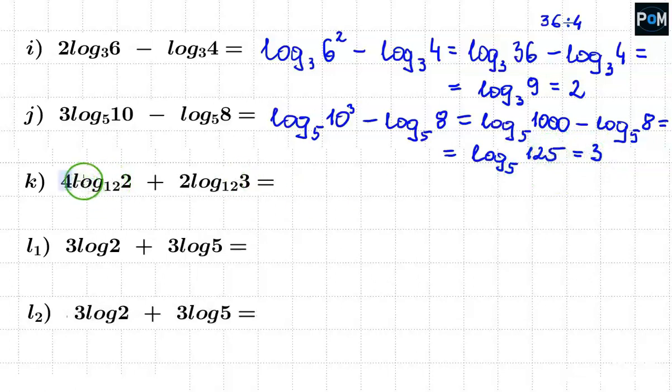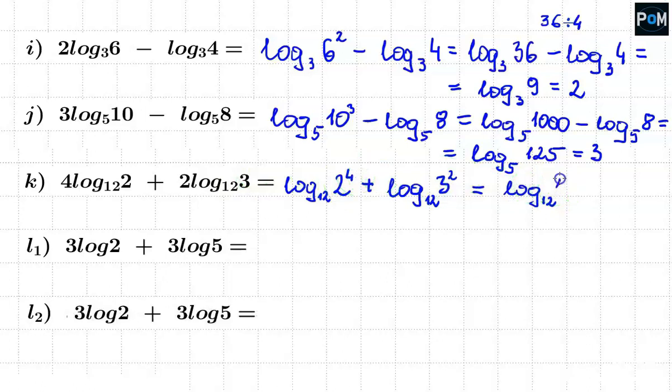In example K, we have the number 4 in front, and in the second log, we have the number 2 in front. So first, we need to take care of these numbers. It will go like this. The log base 12 of 2, but 2 must be to the power of it. This 4 jumps over here, and we get 2 to the fourth power from it, plus log base 12 of 3, but the 2 from here jumps to the exponent of the number 3. Here we get 3 to the power of 2. And now we need to exponentiate. 2 to the fourth power will be 16. And 3 squared will be 9.